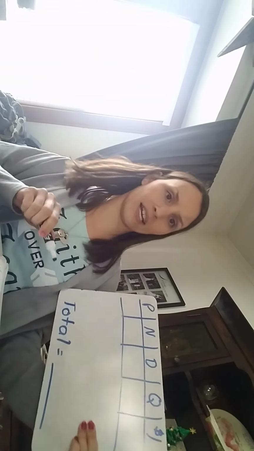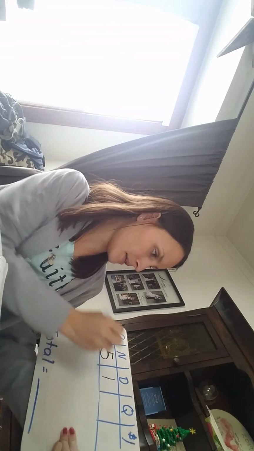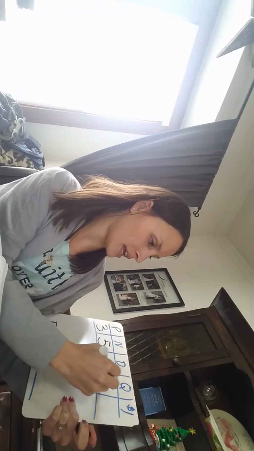So I'm going to roll my imaginary dice and I just landed on a 3. So under my P, I would put a 3. Then I roll the dice again. Oh, 5. So I put 5 under my nickel. Roll it again. Oh, I only get a 1 for a dime. Roll it again. Let's do 4 for quarters. And then we'll do 6 for $1 bill.